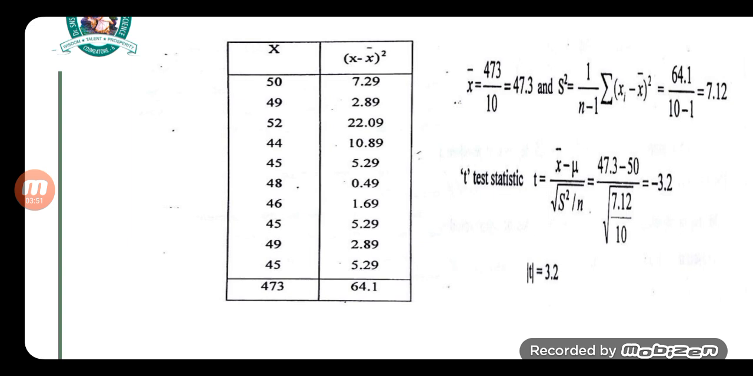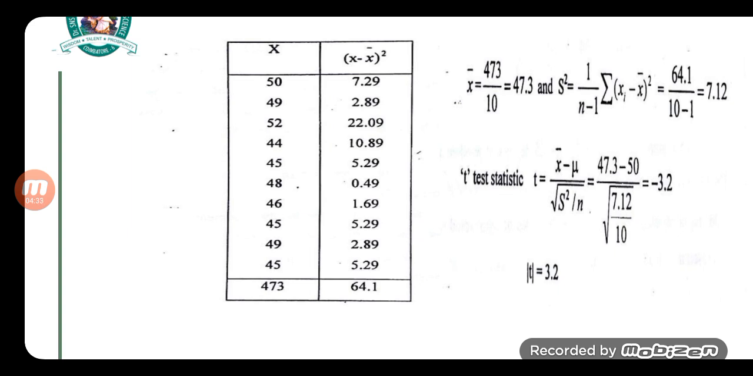It is the average value. Now we calculate x minus x bar the whole square. So 50 minus 47.3 the whole square becomes 7.29. The next data is 49: 49 minus 47.3 the whole square is 2.89. Likewise, 52 minus 47.3 the whole square is 22.09, and so on, up to the final 45: 45 minus 47.3 the whole square is 5.29. So what is the sum value? The sum of all these values is 64.1.